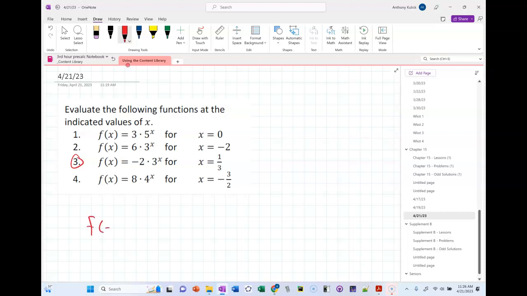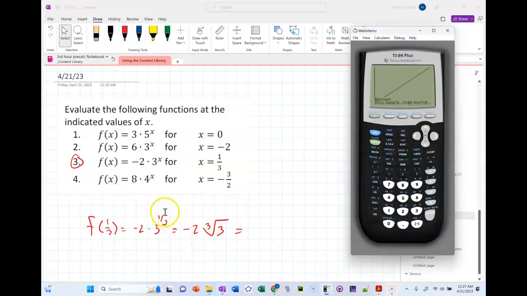So here it's telling us to do f of 1/3. And there's nothing to really simplify here exactly. So at this point, I'm just going to type that into my calculator, because I know 1/3 power is the same as a cube root. Or I could just type it in my calculator as like a 1/3 power.